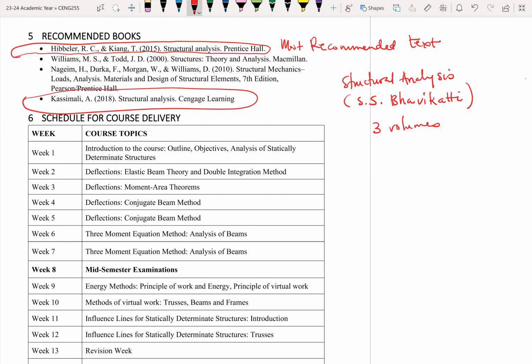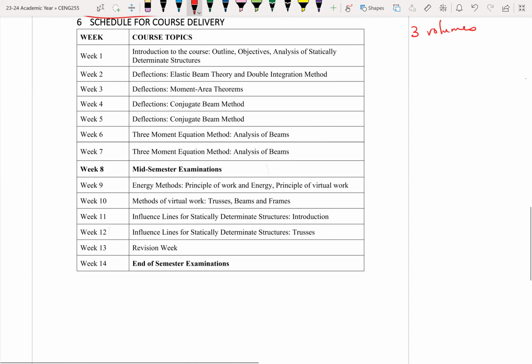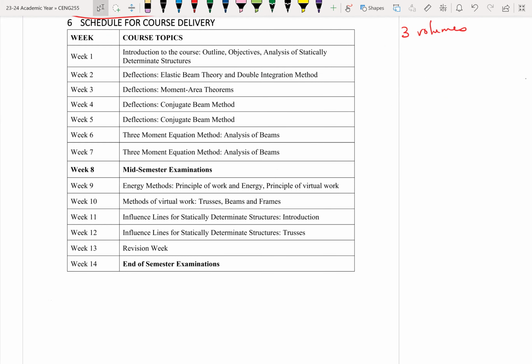All right. Okay. So I think we have 12 weeks of lectures. Our 8th week would be for mid-semester exams. Things might change a little bit, but we have a maximum of 12 weeks of lectures. And this is the breakdown of what we will be studying throughout the semester.